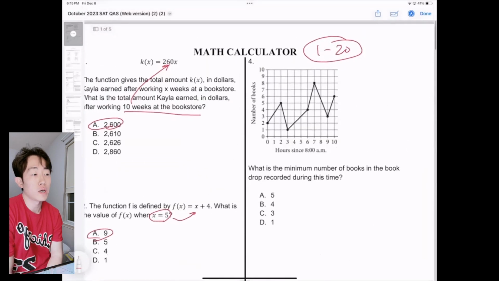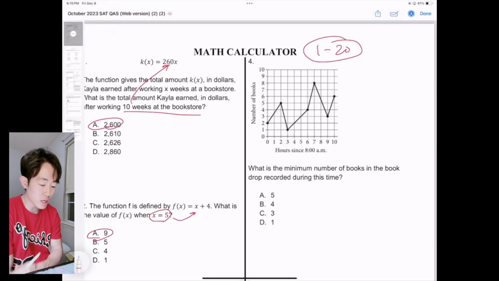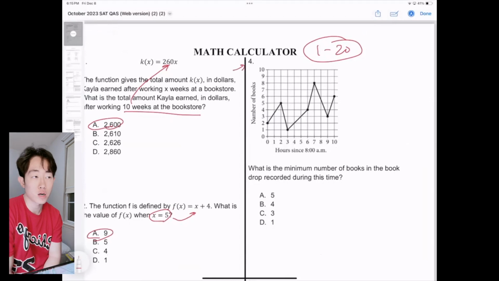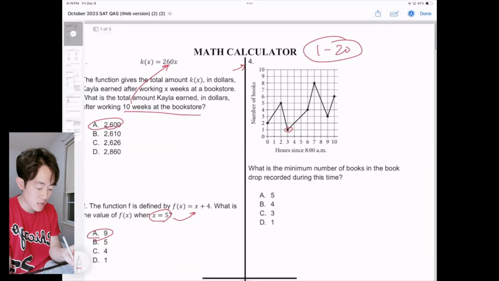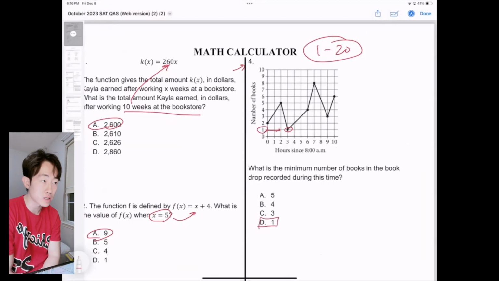Number 4, what is the minimum number of books in the book drop recorded during this time? Now, when I first did this, I didn't really understand what that meant, but looking at the fact that it's number 4 and in the freebie zone, I guess what they were asking was the lowest possible number of books that was dropping at the time. So that number is obviously 1. So yeah, that's the minimum number of books.